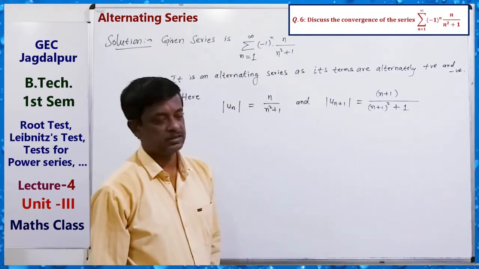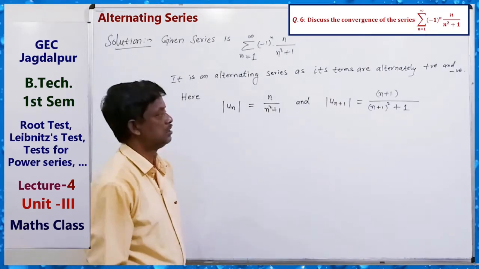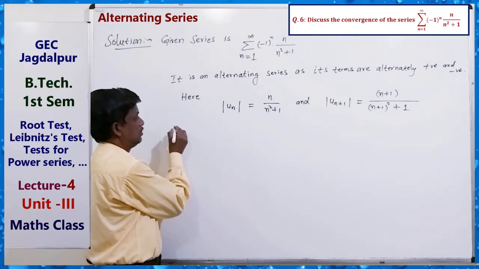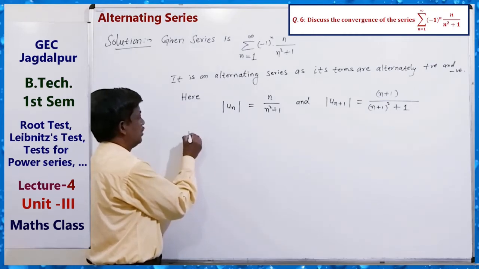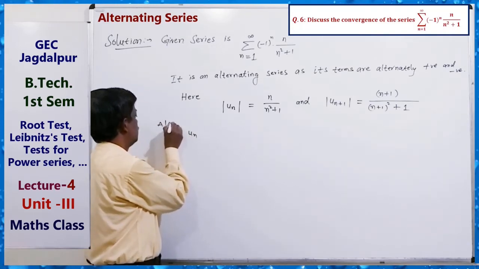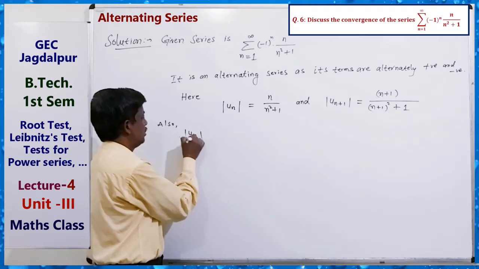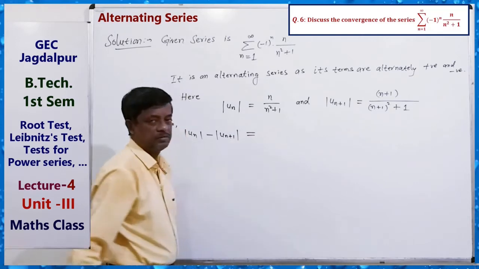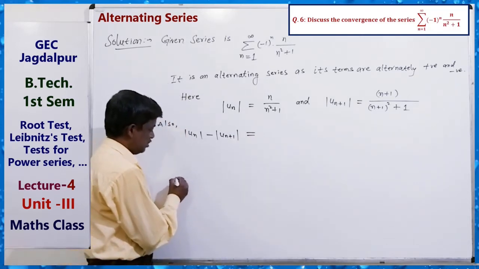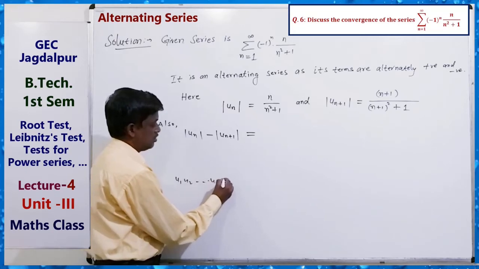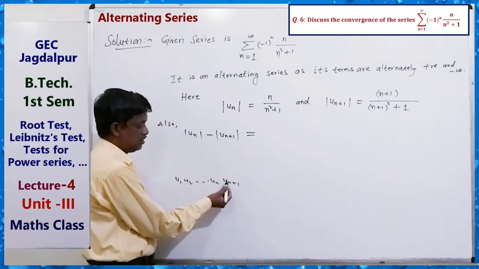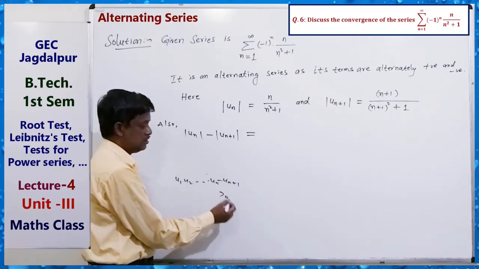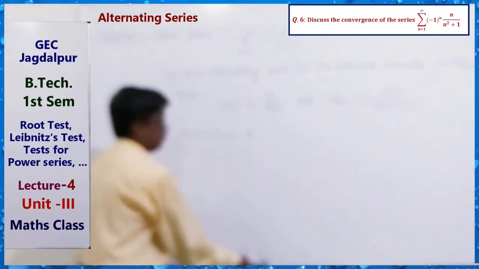In place of n, we can write n plus 1, also un minus un plus 1. So negative means u1, u2 up to un plus 1. This term is numerically less than this term, meaning this minus this is greater than 0. So it should be greater than 0 if we solve.